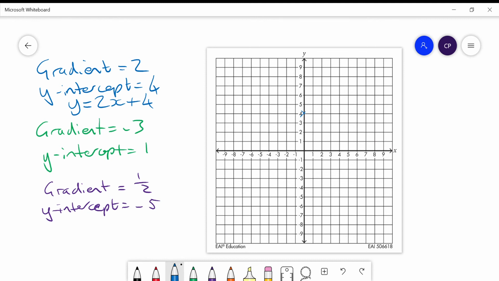Now the gradient tells me for every 1 I go across, I'm going up 2 because it's a positive gradient. I'm going to the right. So if I go across 1, up 2, I end up here. Across 1, up 2 again, I go here. Across 1, up 2, I go here. Now it works the same backwards as well.